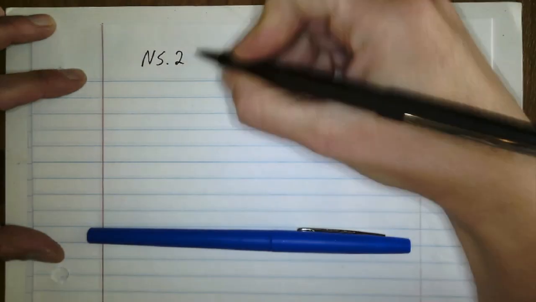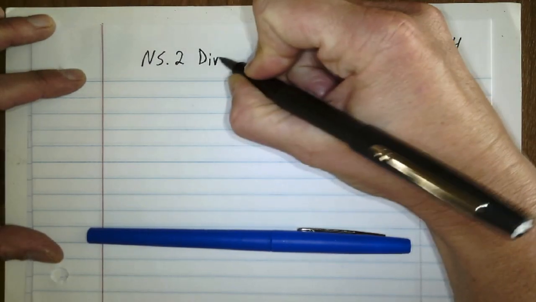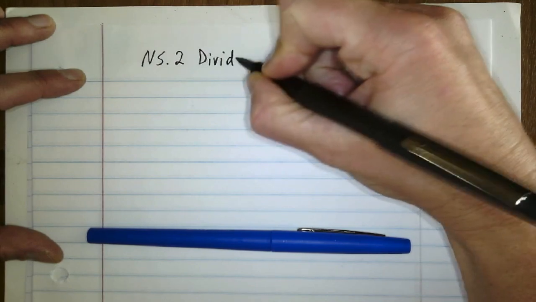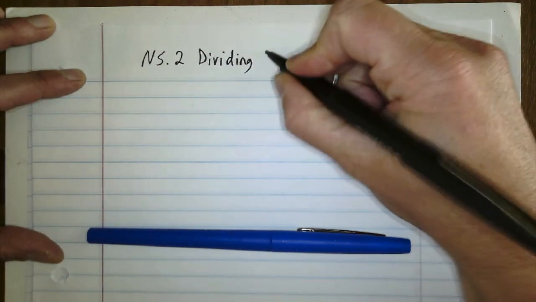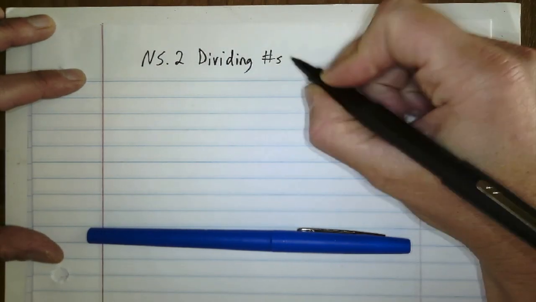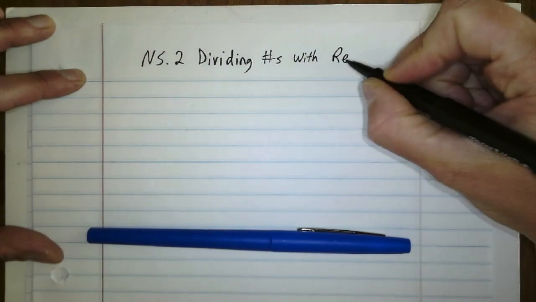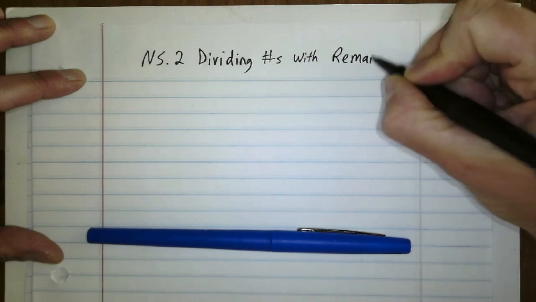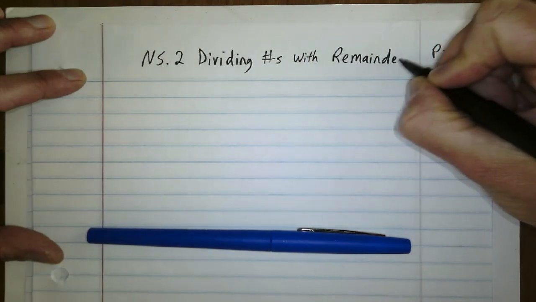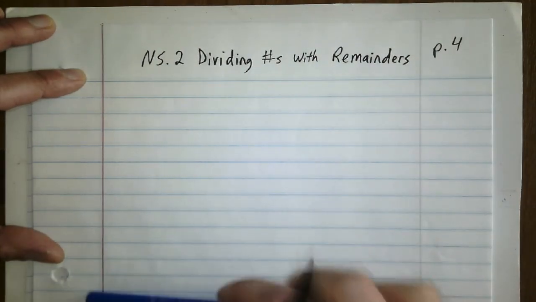So this one is dividing numbers with remainders. And write that at the top.